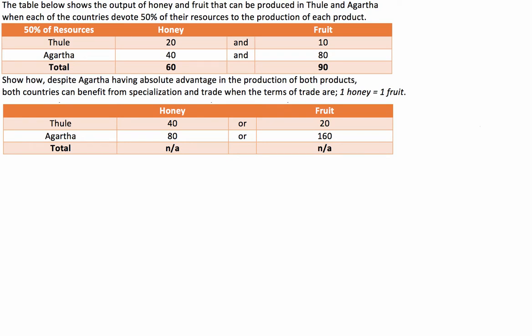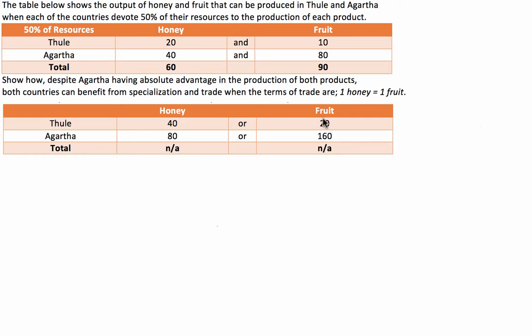Cool. So now that we have the production possibilities for both honey and fruit in Thule and Agartha, we have to then calculate the opportunity cost of production for each good. So let's start by working out the opportunity cost for the production of fruit in Thule. Now, opportunity cost is the cost of the next best item that you could do foregone. So for example, in Thule, we could make a maximum of 20 fruit or 40 honey.